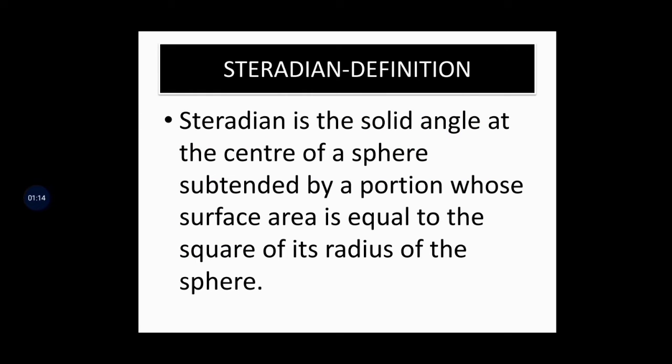Steradian is also defined as the solid angle at the center of a sphere subtended by the portion whose surface area is equal to the square of the radius of the sphere. So it is very clear. Steradian is the solid angle at the center of a sphere subtended by a portion whose surface area is equal to the square of the radius of the sphere.